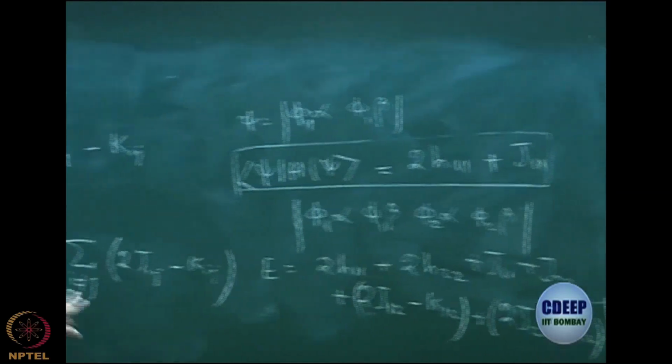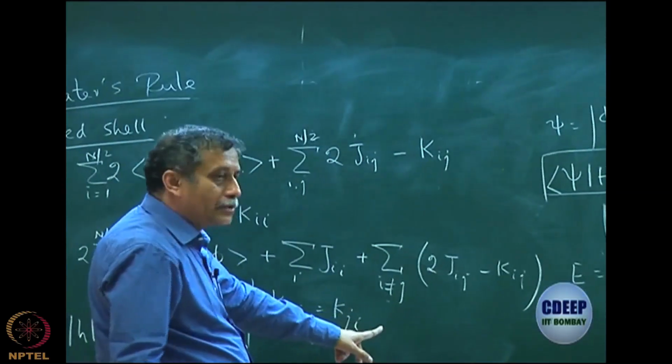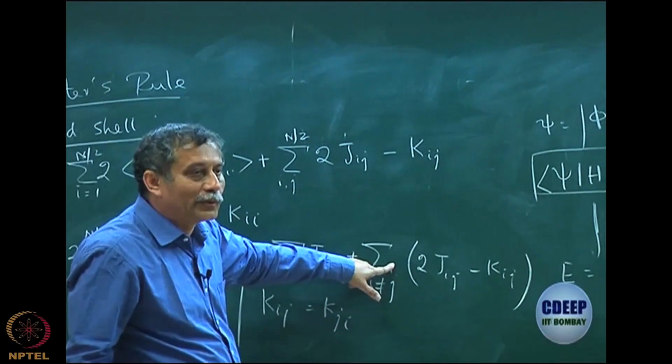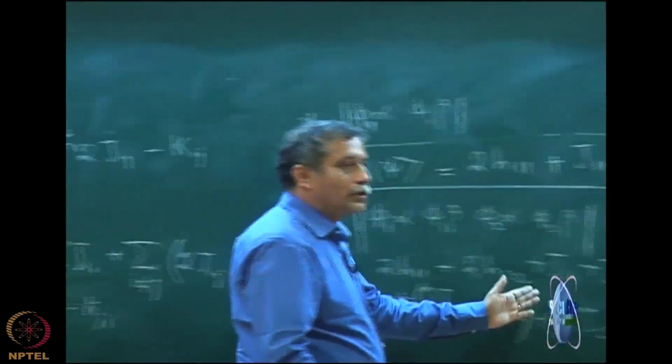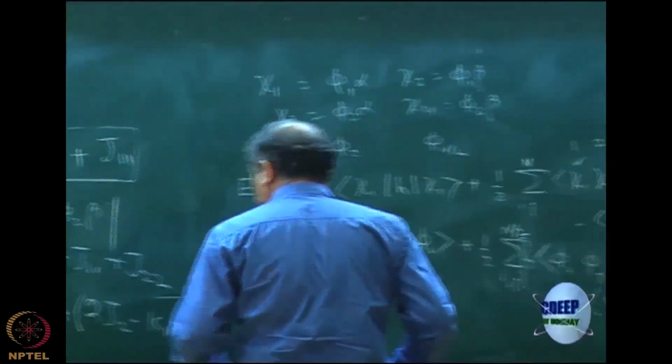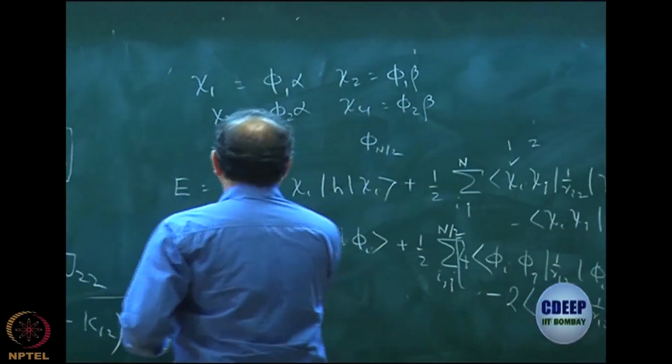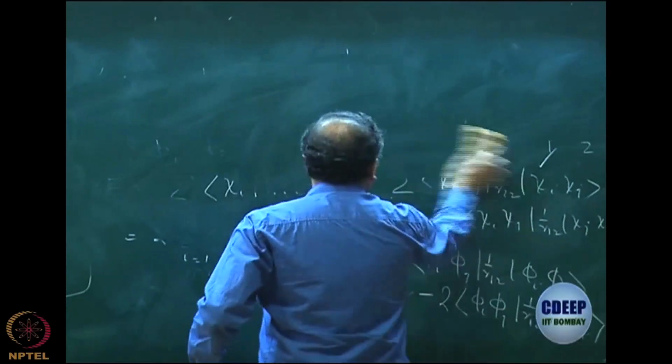Because I did not use I less than j. If I would have used I less than j, this should have been multiplied by a factor of 2, which I didn't do, but you can do it here. So you have 4J12 minus K12, and so on. Let me analyze this. How do you get this 4 and 2? That's important.